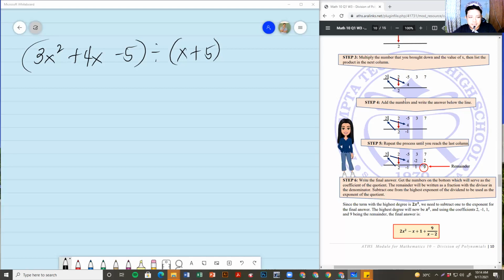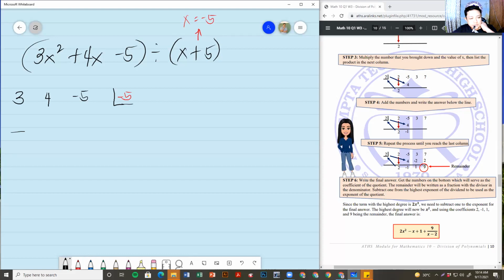So let's do first the synthetic division, kasi for many, it's the easiest way. So it's complete. So we have here 3, we have 4, and -5. And what's inside the box is the value of x here. And that is x equals -5. Got it?